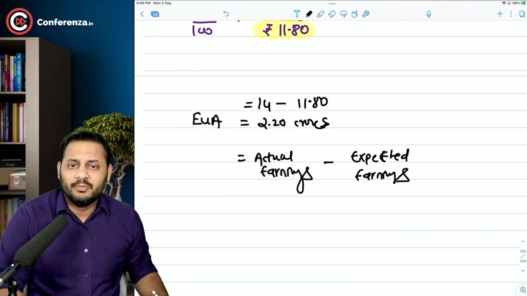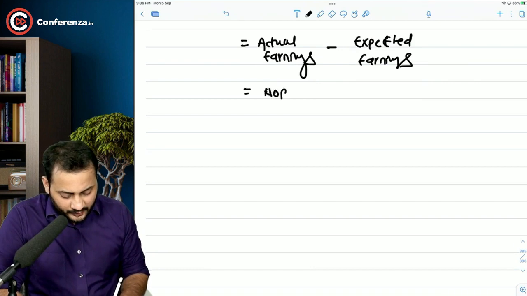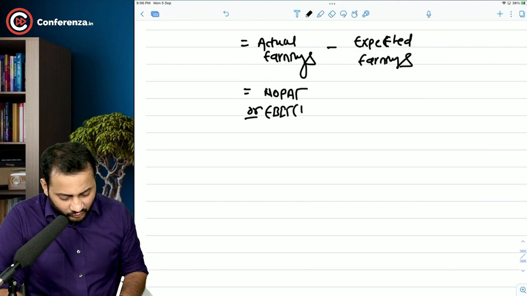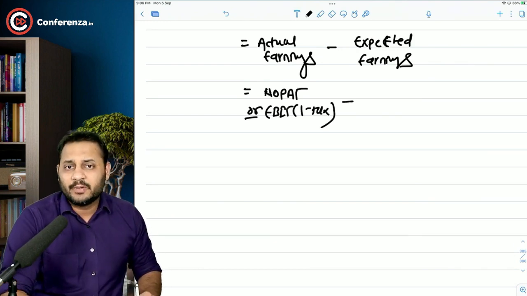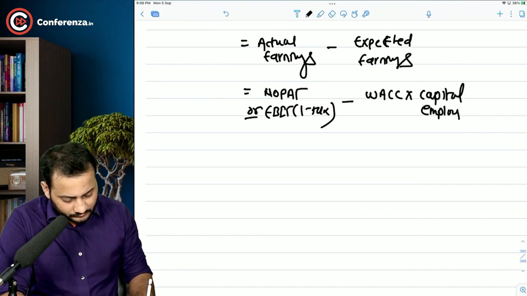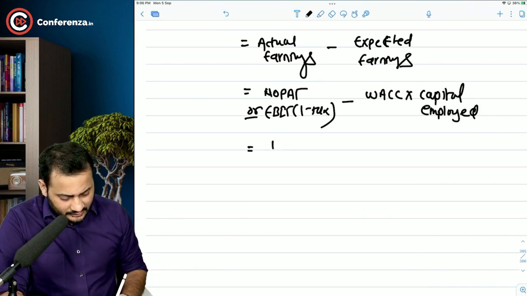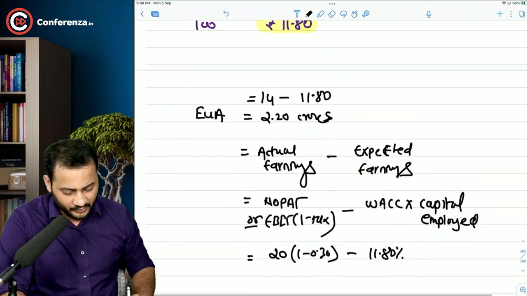Earnings. What will be the formula now? It's very simple, sir. Actual earnings is net operating profit after tax, or you can say EBIT (1 minus tax). And how do you calculate the expected earnings? It's nothing but the WACC multiplied by the capital employed. So, NOPAT: EBIT was 20 crore, right? 20 into (1 minus 0.30), WACC was 11.80%.